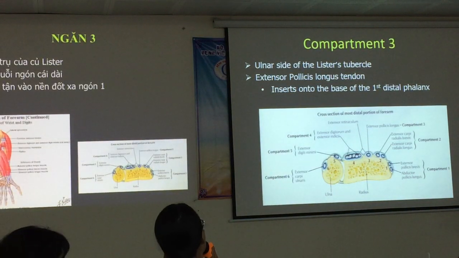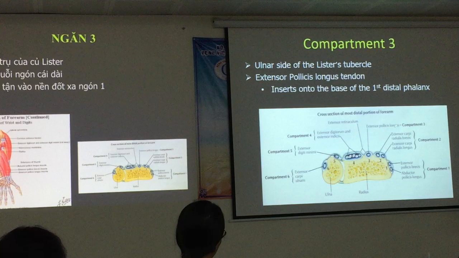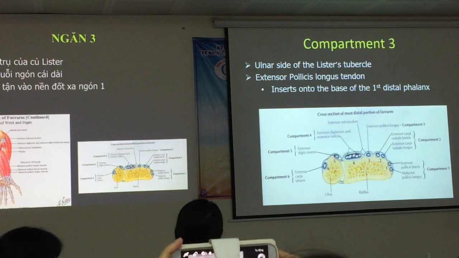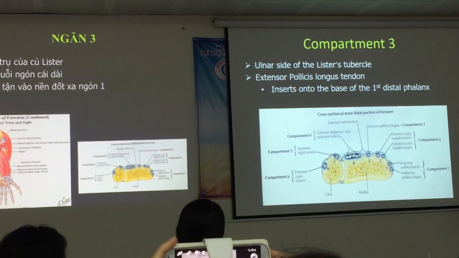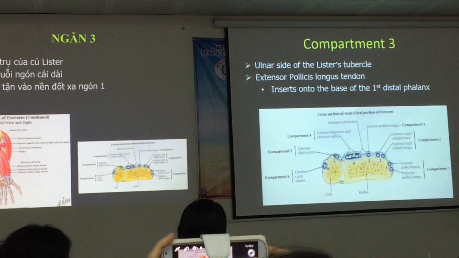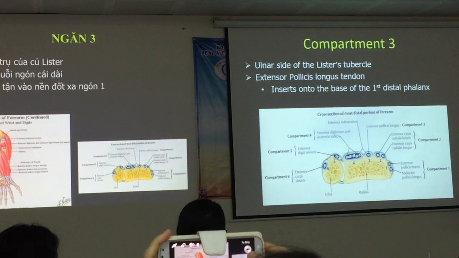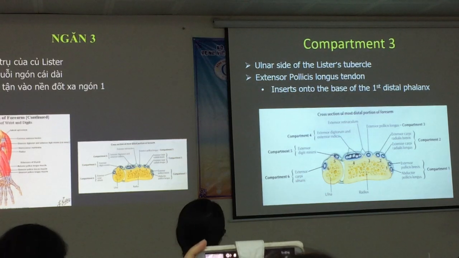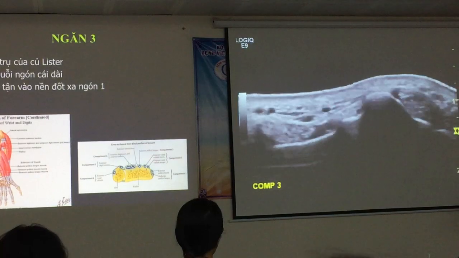Run across is compartment 3, which houses extensor pollicis brevis. Trong ngăn thứ ba thì sẽ chứa gân cơ dạng ngăn duỗi ngắn. And this extends down onto the base of the thumb, distal thumb. Gân cơ này để làm động tác duỗi ngón cái.